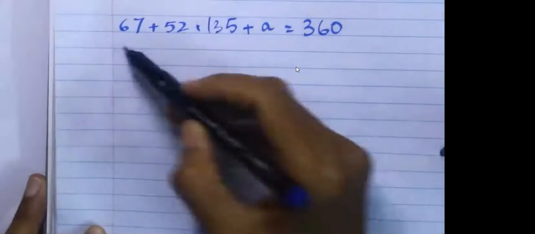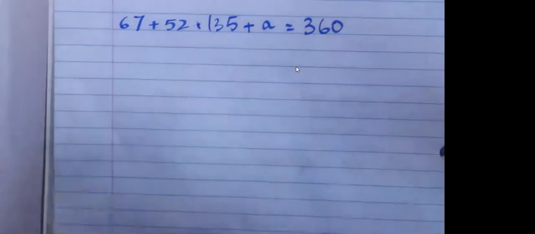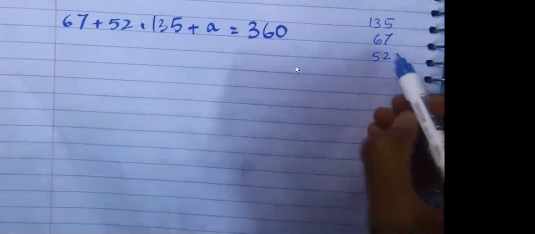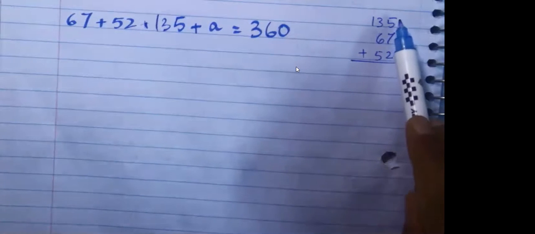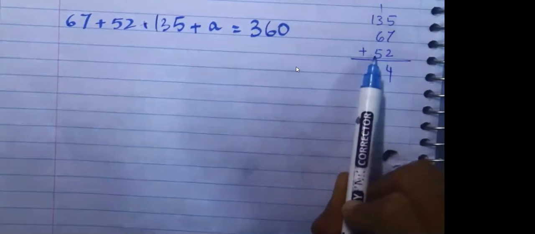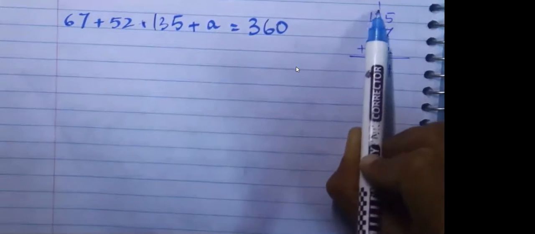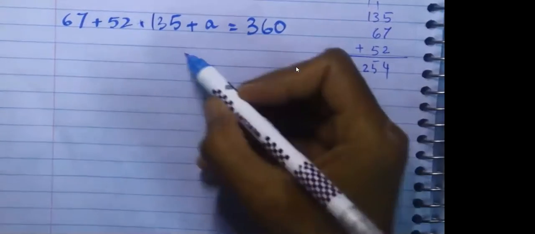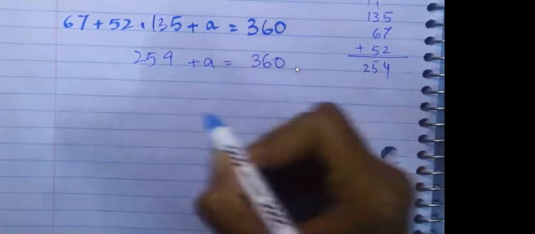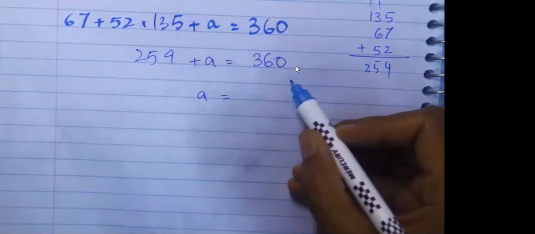And so when we add all of these, what do we get? 67, 52, 135. Okay, so let's add them. 7, 10, 11, 12, 13, 14, 15. Is it 254? Yes, miss, it is 254. Okay, and then this will go here.